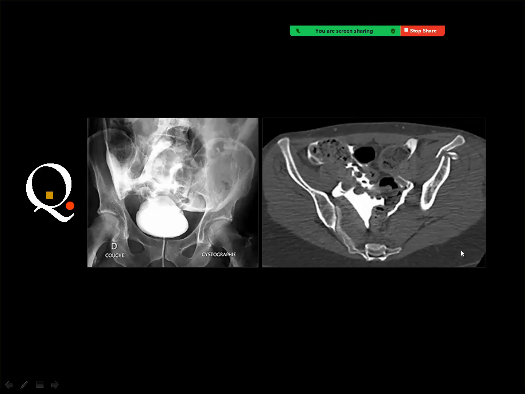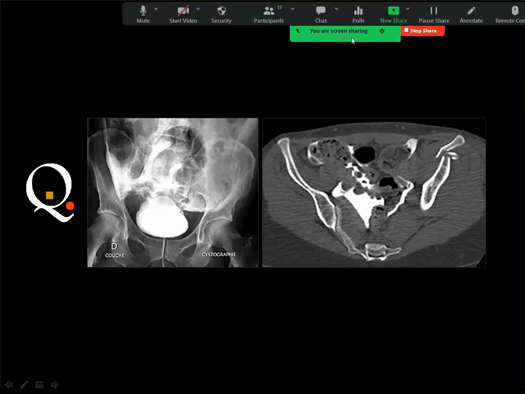The next case is an X-ray with cystography and CT scan of the pelvis of the same case.